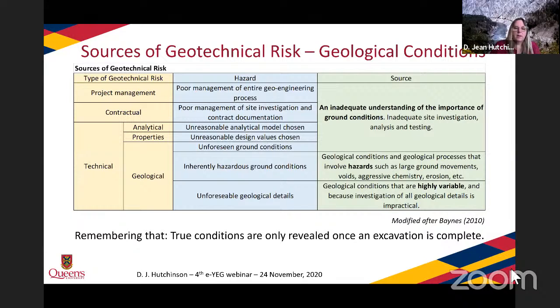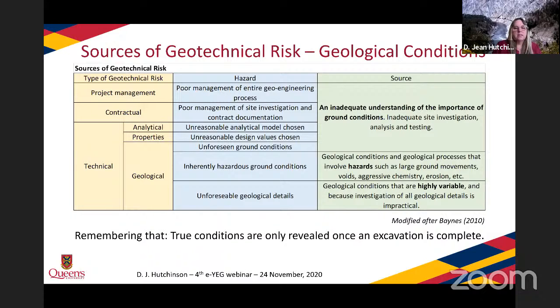And then another diagram, the last of these tables, is this one showing sources of geotechnical risk. And I think this one is useful because it talks about the same ideas. Do we have an inadequate understanding of the importance of the ground conditions? And if we do have that, that really affects the upper 5 rows of this table. If we have an inadequate understanding of the importance of ground conditions, we have poor management of the whole engineering geology process. We have poor management of site investigation and contract documentation. We have unreasonable models and design values chosen, and we run into unforeseen ground conditions.